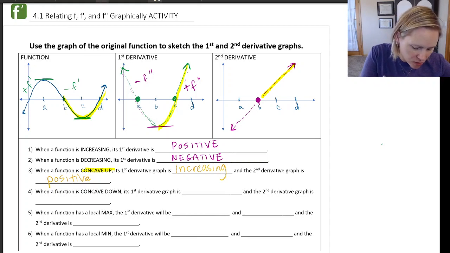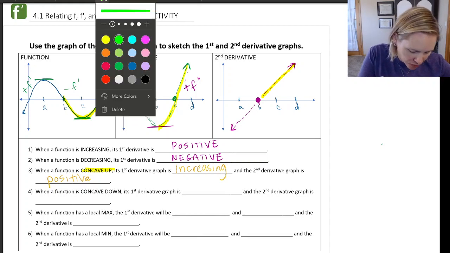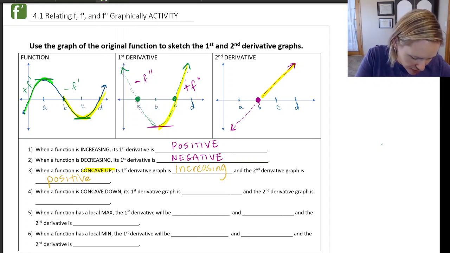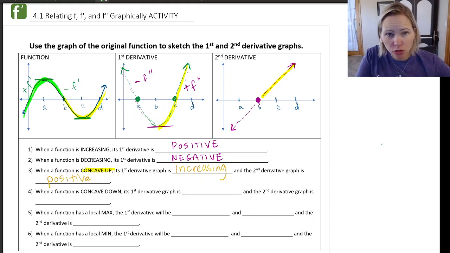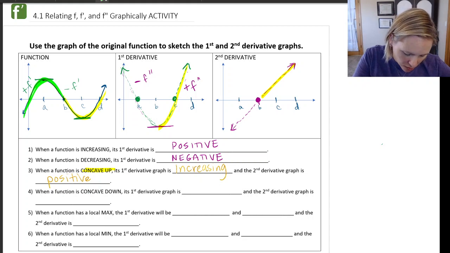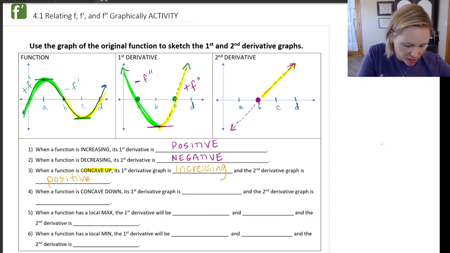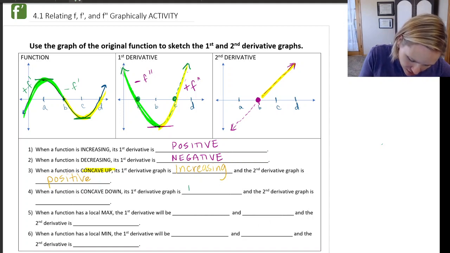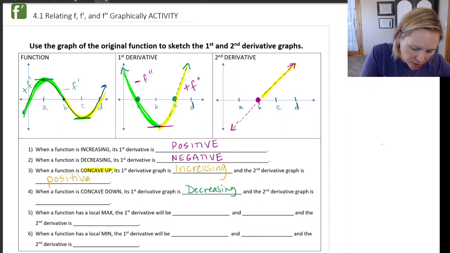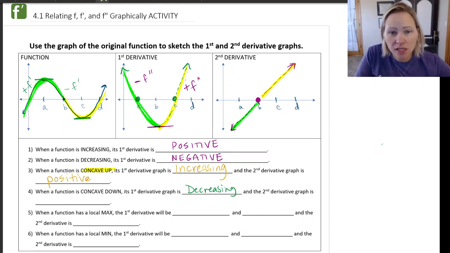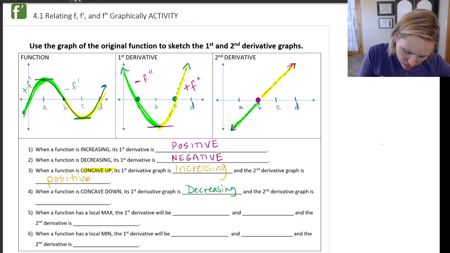So now let's look and see what's happening when we're concave down. When I'm concave down on this graph, that's happening everywhere in this highlighted green region, so everywhere up to point B. Well, in my first derivative, everywhere up to point B, the first derivative is decreasing. So I'm going to fill that in. And then what's happening with the second derivative? Well, the second derivative is negative. So I'm going to fill that in.